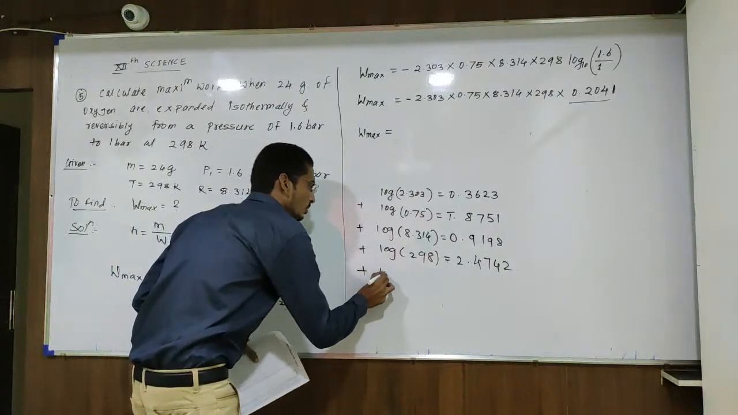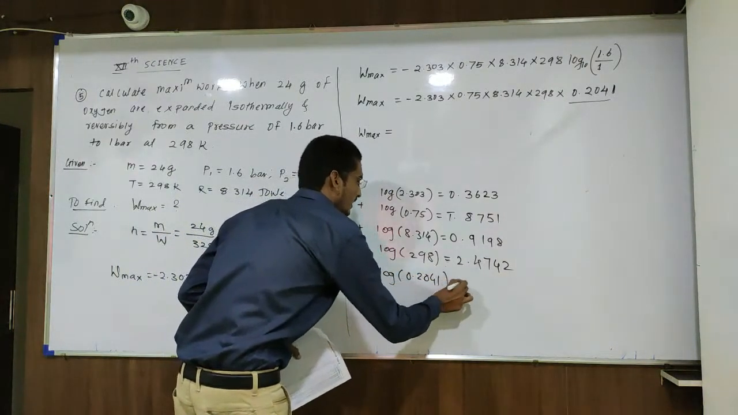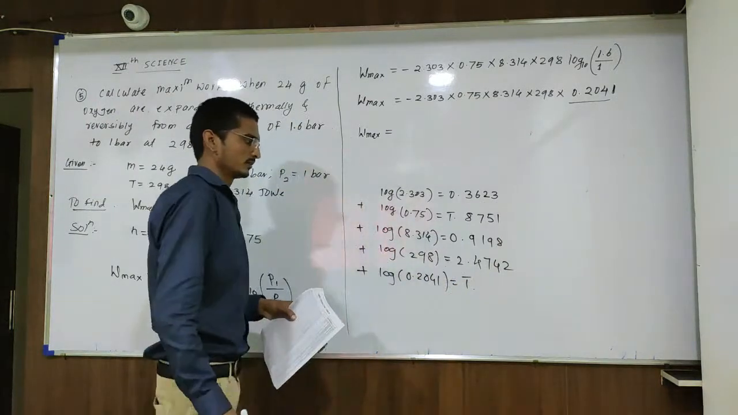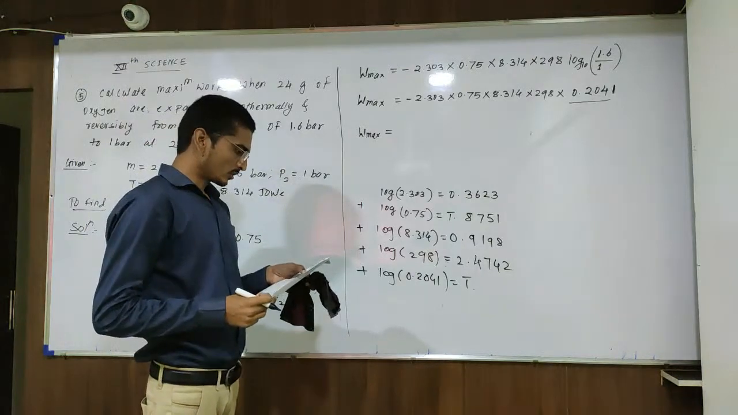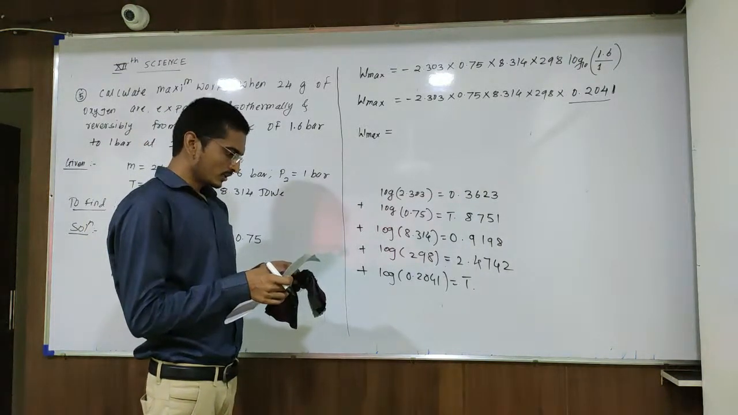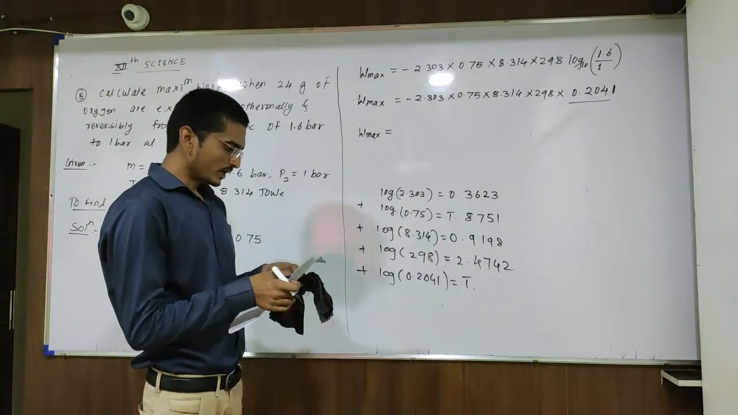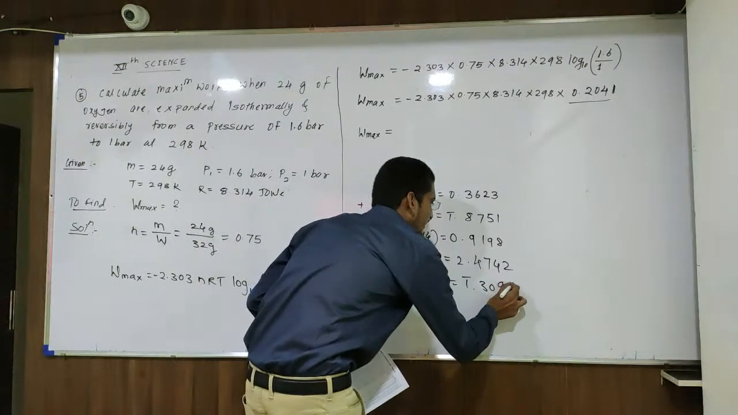So again, addition, log of 0.2041. Okay, again the characteristic should be 12. Now look at 20 and 41. 24 and 1, 24 and 1, in 1 it is 2. Okay, so 20 and 4 gives 3096 and in 1 it is 2, so what value came, 3098.